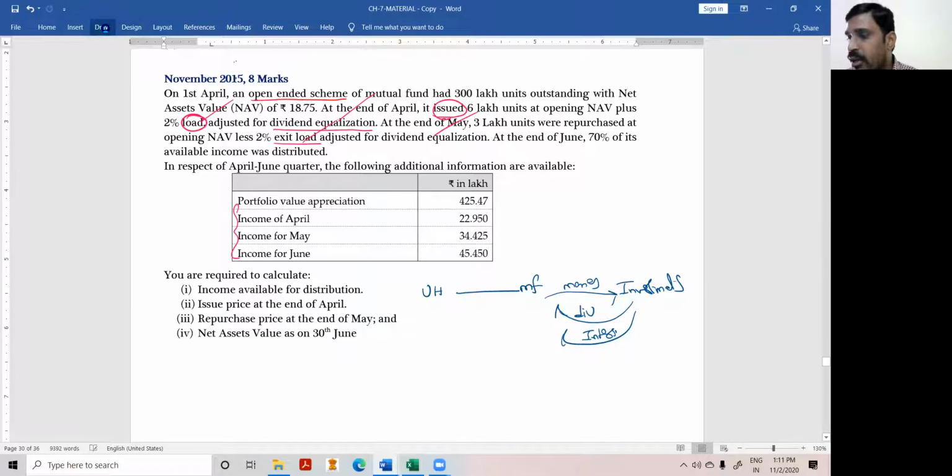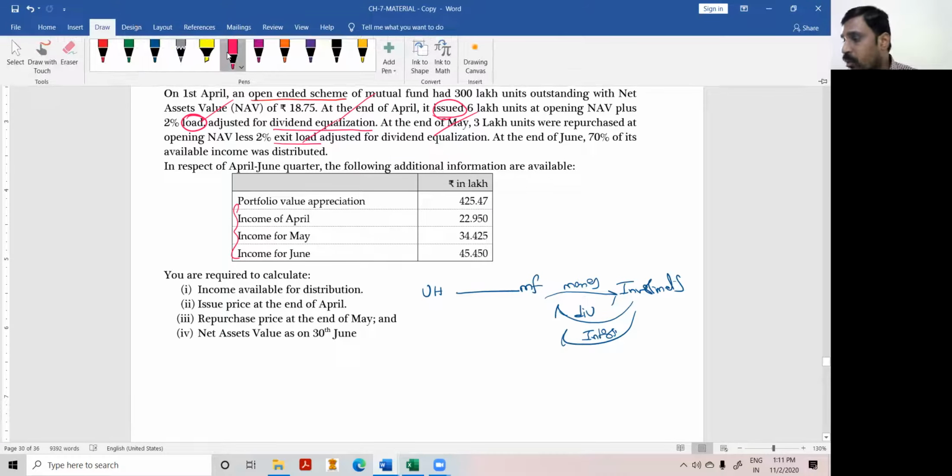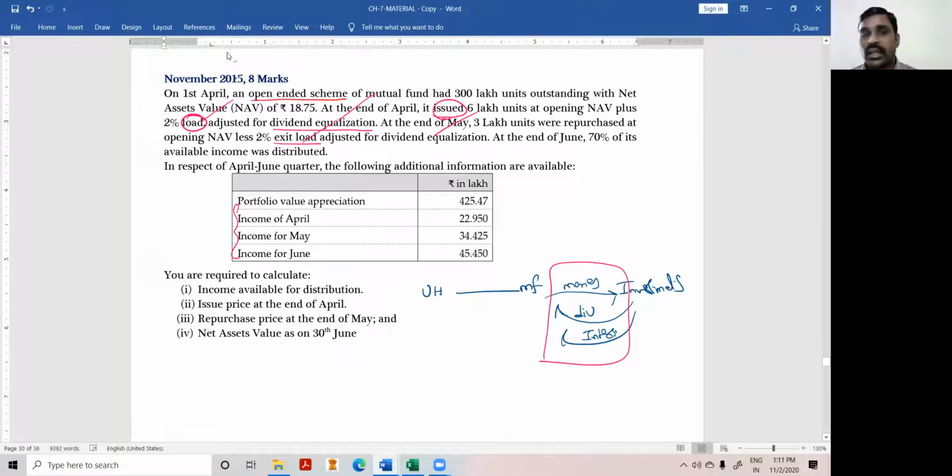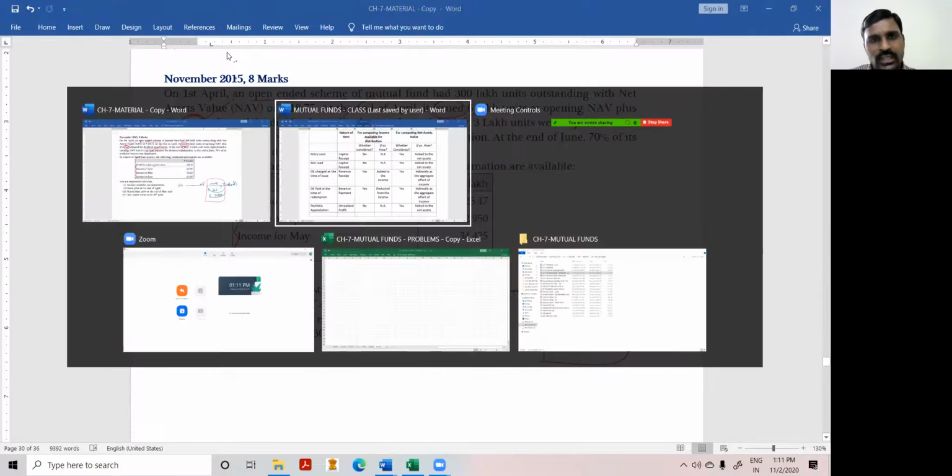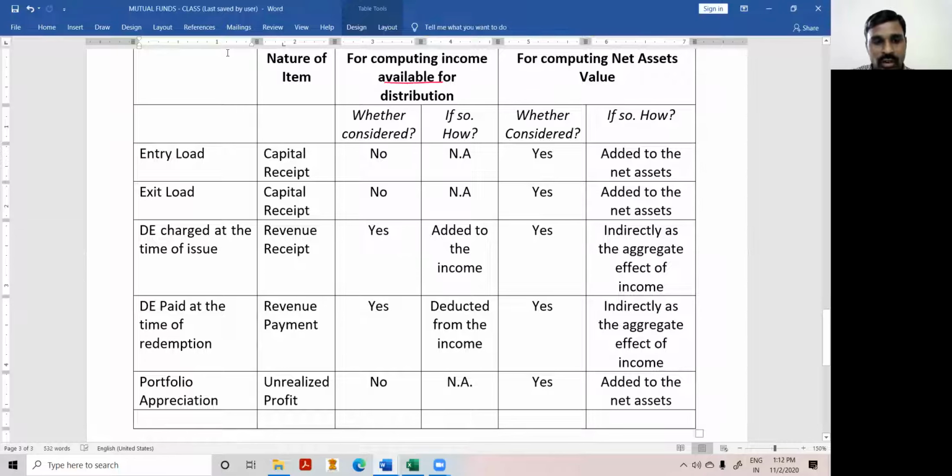Now we are talking about this point, the income earned by the fund. It is earned, therefore it is realized income. That is called a realized profit. Therefore, it is available for distribution. That we have received. Income earned is called a realized profit.